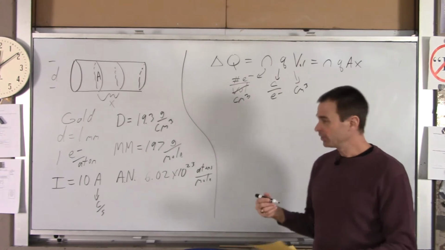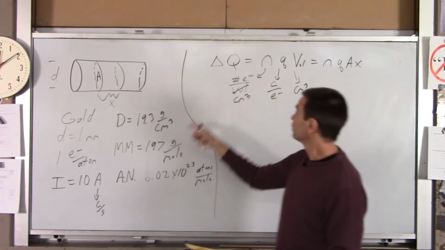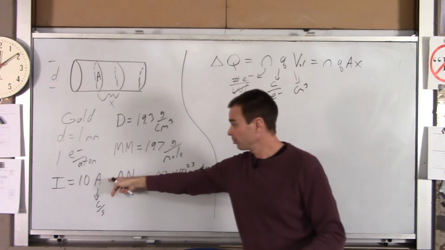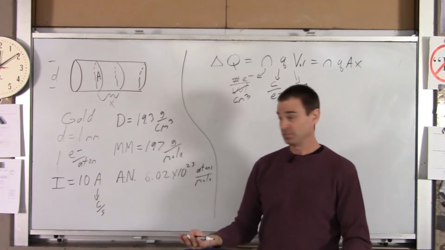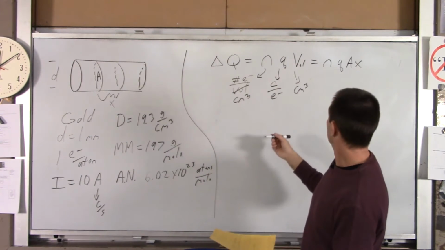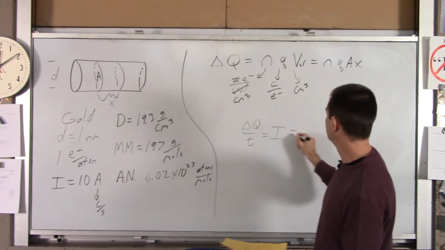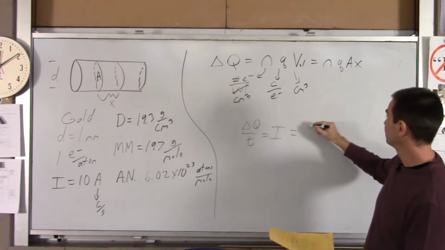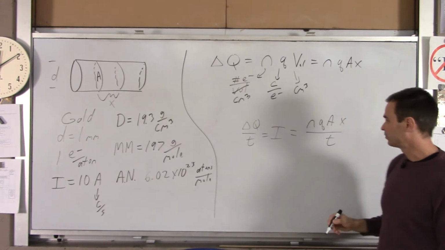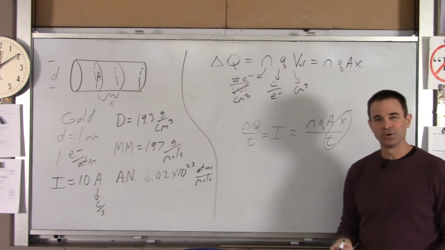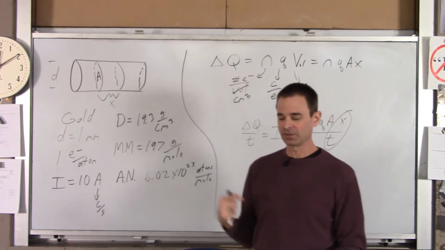Now I want to deal with current. How do we get from charge to current? Current is simply the derivative of charge. We're going to do it a little more algebraically: we're just going to divide by time. Current is charge over time. So delta Q over time, which is the current, is equal to, dividing both sides by time, NQAX over time. Now check it out. What is X over time? That is the velocity we're looking for. That's how fast our little electrons are going.